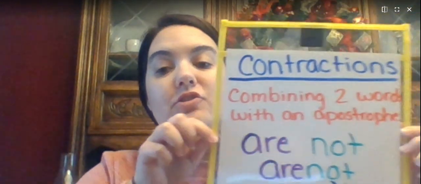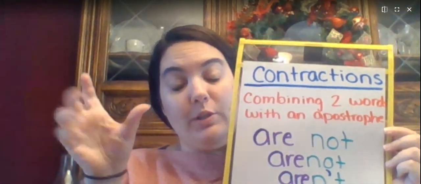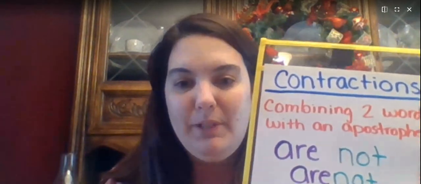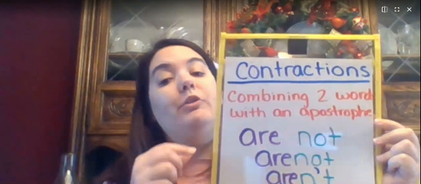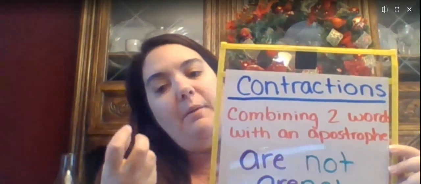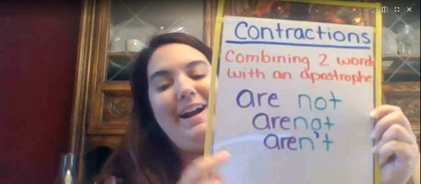Hi, everybody. This week, our grammar focus is contractions. Contractions is when we take two words and put them together, and we use an apostrophe to take the place of some of the letters in the word. So, right now, I have are not. If I combine those two, I get aren't.